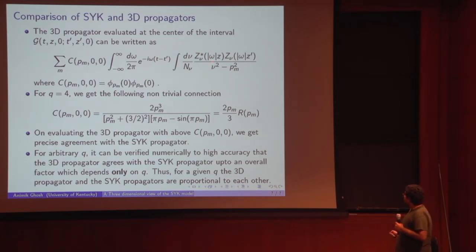And miraculously, this turns out to be related to this R_pm, which was appearing in the SYK propagator. And indeed, the propagators agree with each other up to just some numerical factor. So for arbitrary q, we couldn't perform the C_pm calculation analytically, but we could verify numerically to high precision that for a fixed q, the 3D propagator and the bilocal propagator are just proportional to each other.